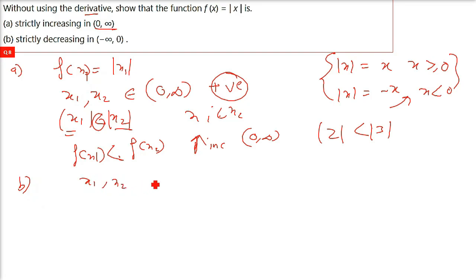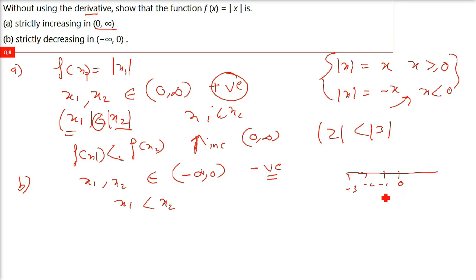Now we are again taking x1 and x2 belonging to, now the domain has changed. It is negative infinity to 0. So x1, x2 belong to negative infinity to 0. Actually, we are talking about negative numbers. So when we are talking about negative numbers, x1 is less than x2. Now just see here. We are taking negative numbers. So just take two negative numbers and make a relationship. If you are confused, take real examples. So I'm showing you a real example.